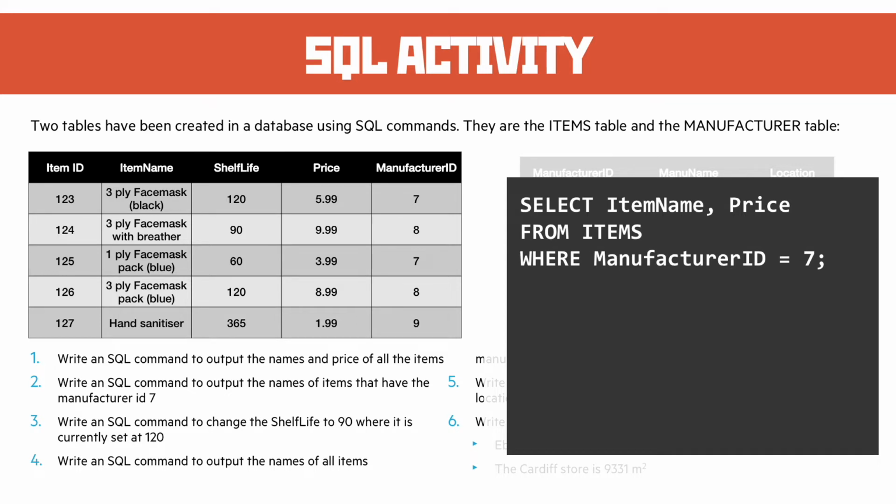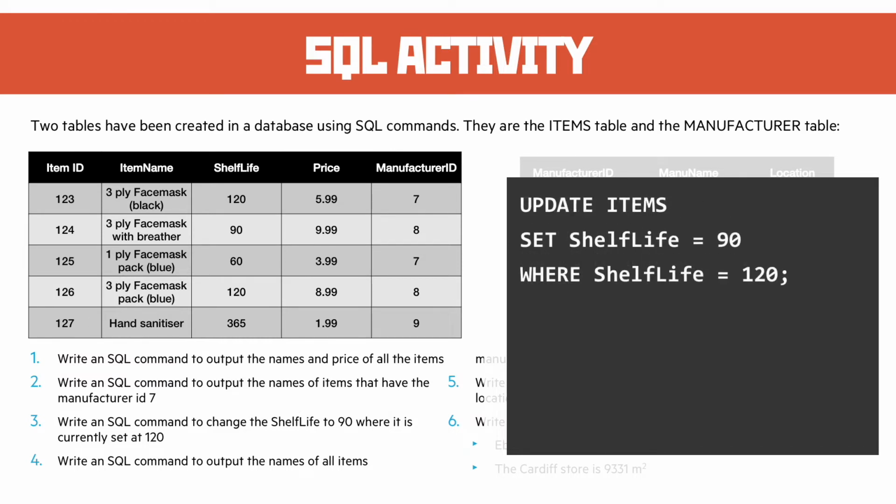It adds where manufacturer ID equals 7, and that limits it to only showing the records where that manufacturer ID is the number 7. Part 3, changing the shelf life to 90, where it's currently set to 120. We need an update command for that. We need to update the items table. We need to set the shelf life to 90, where shelf life is currently equal to 120. That will change all of those to 90.